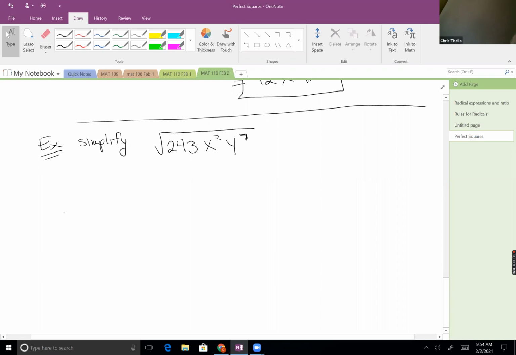So looking at this one, did anybody come up with a perfect square that goes into 243 evenly? I got 81. Beautiful, I like it. That's 81 times 3. X squared is a perfect square. And let's see, that y has an odd exponent. So y to the 7th will write as y to the 6th times y. How's that line for everybody?